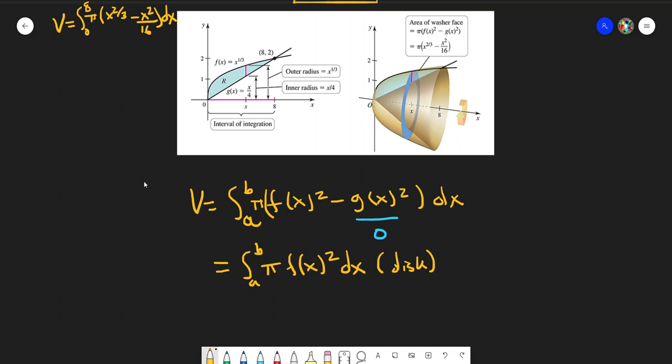Now, there are other types of questions that we will look at that will still involve washer method and whatnot. But in the next section, you're going to learn a method of volume that's much more efficient or a lot more approachable.